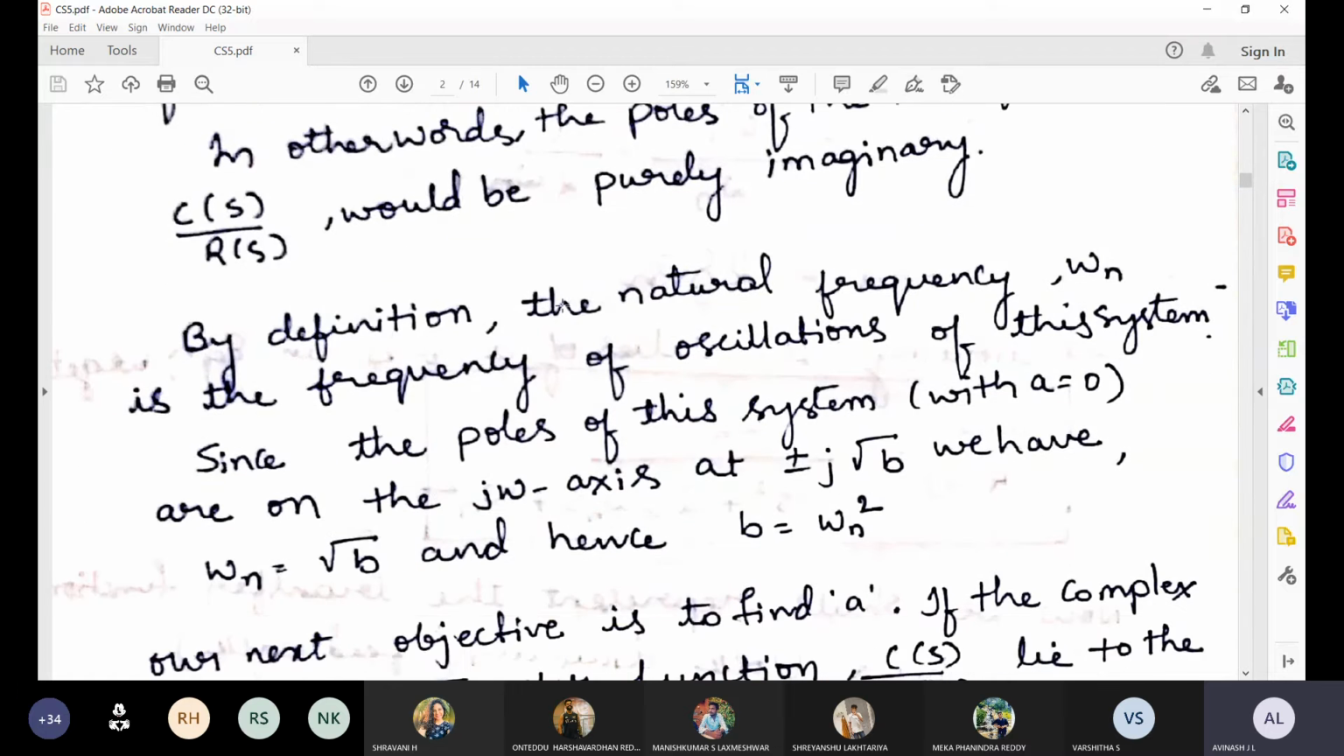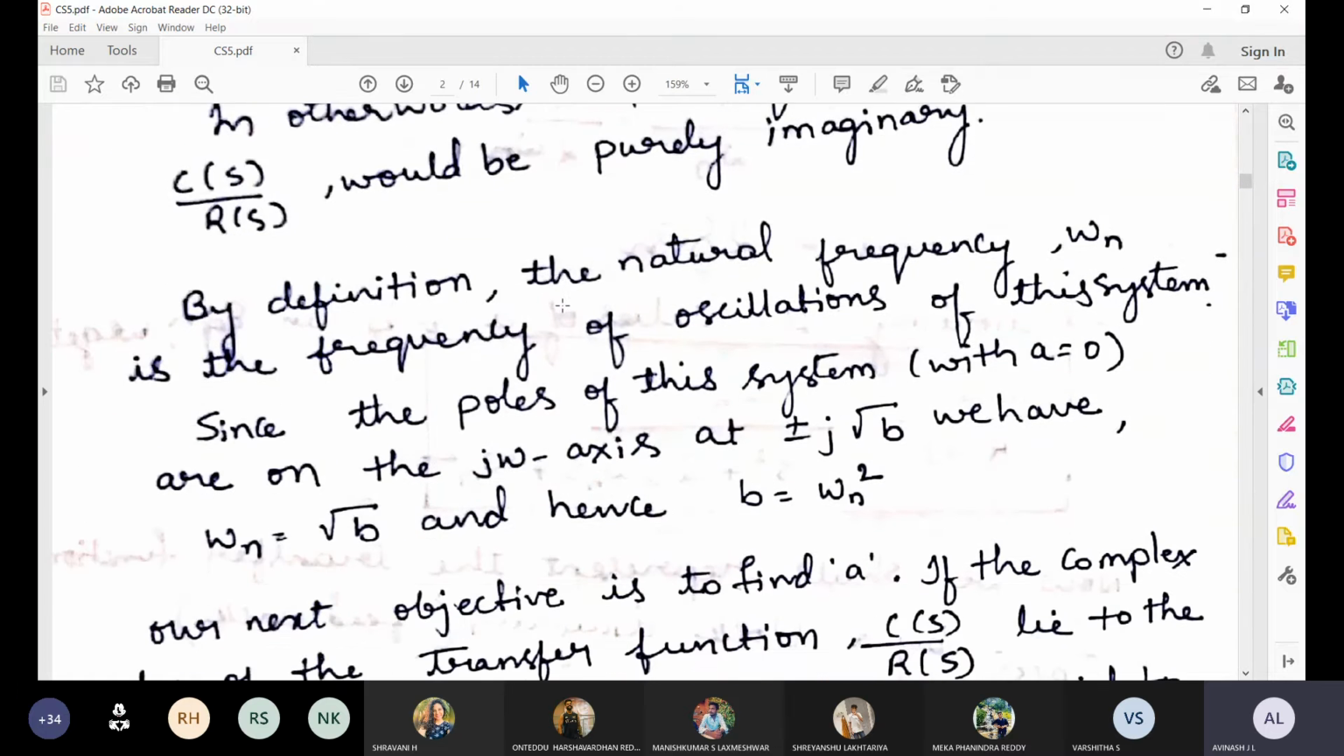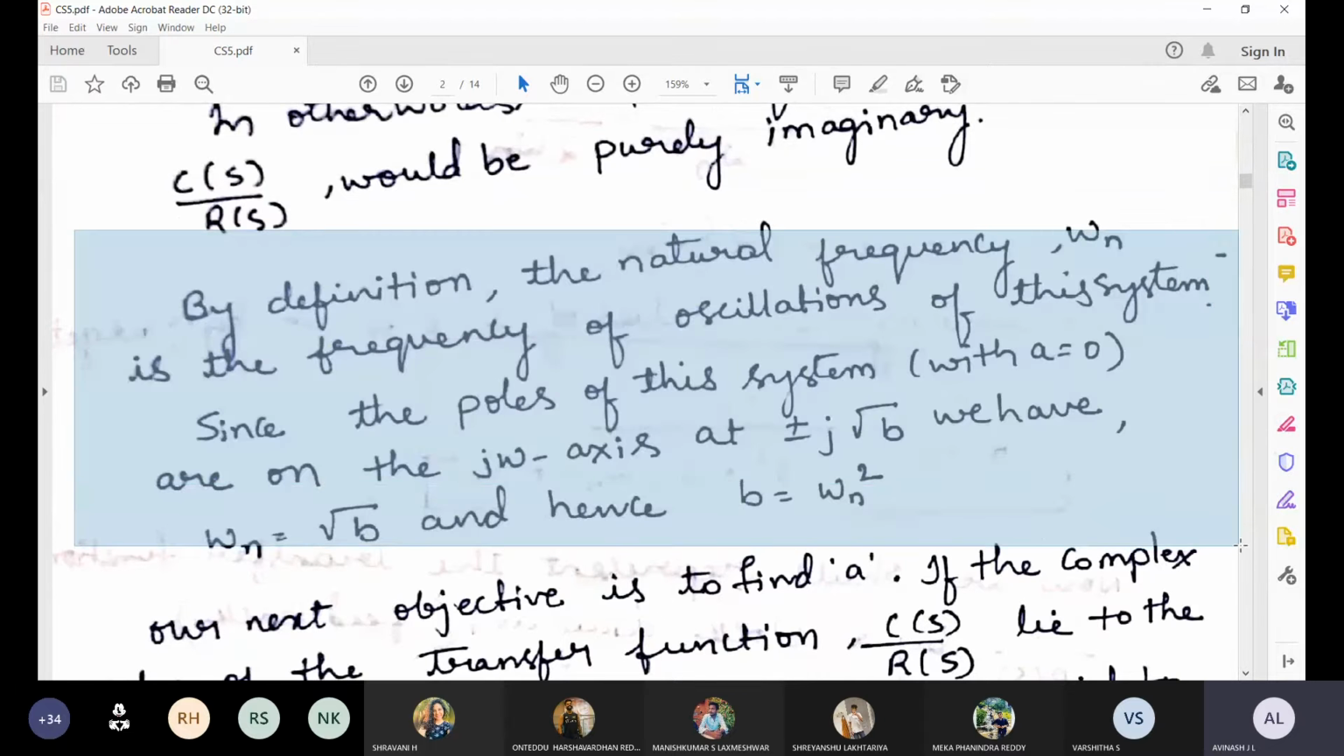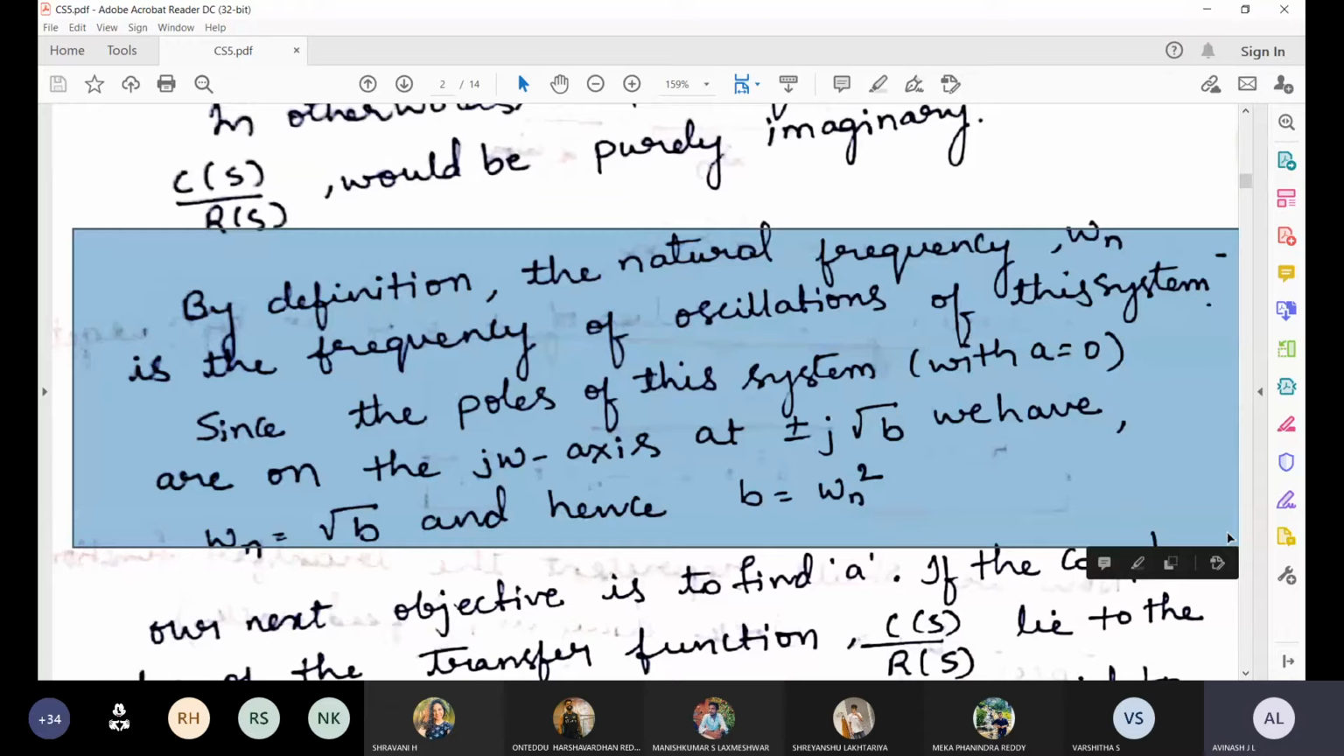So next thing is what? By the definition of natural frequency omega n, write down: by the definition of natural frequency omega n, omega n is the frequency of oscillation of this system.